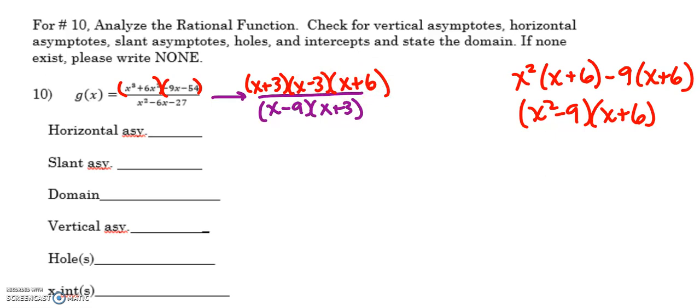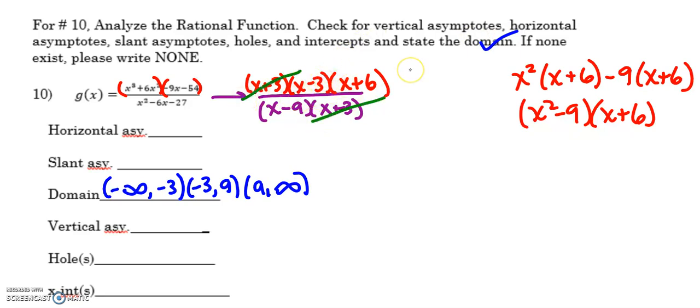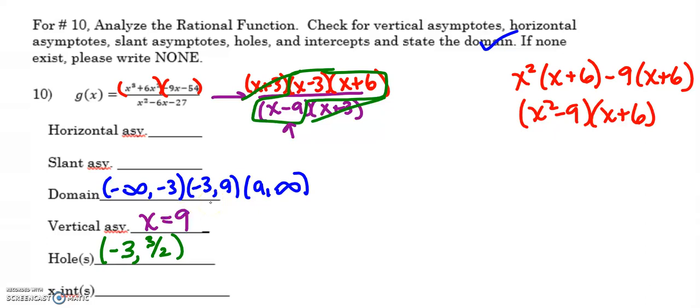So thinking about my domain, I read it before I cancel anything out. So negative infinity to negative 3, negative 3 to 9, 9 to infinity. So I got that part done. Now I can cancel things from top to bottom. So x plus 3, x plus 3. So that means that there is a hole at negative 3. The way that I get the y value is by plugging negative 3 into what's remaining. So when you plug negative 3 into there, you're going to end up with 3 halves. The thing that was left in the bottom creates my vertical asymptote. So x equals 9 is going to be a problem spot that I can't remove.